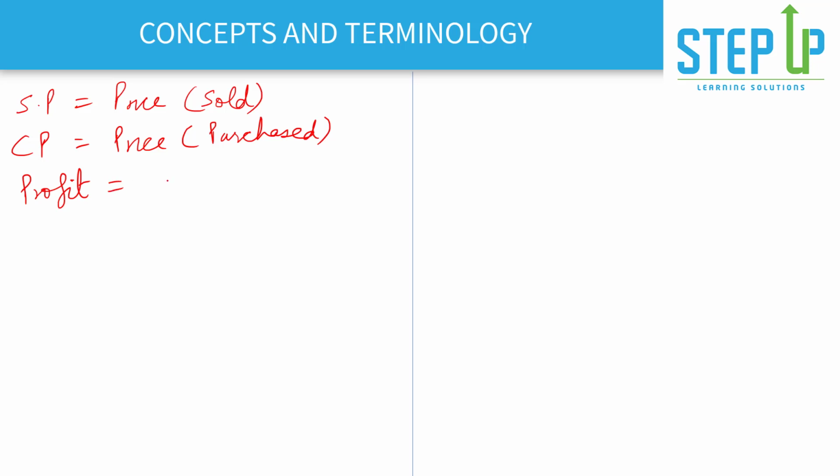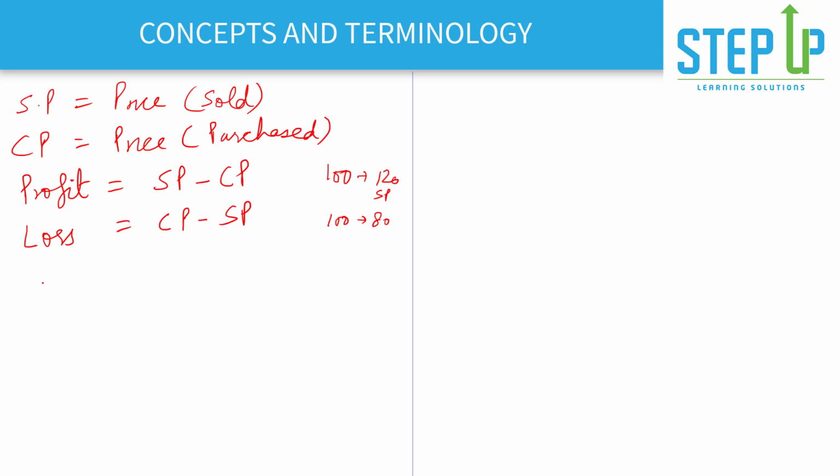So profit, of course, is when your SP is greater than CP. That means your selling price is greater than cost price. So I'll say SP minus CP. And similarly, you can calculate loss, which would be your cost price minus selling price. Meaning, if I bought something for, let's say, 100 rupees and I sold it at 120 rupees, so 120 is SP. So I got a profit of 20 rupees. If I bought something at 100 rupees and let's say I sold it at 80 rupees, I incur a loss of 20 rupees, right? So this is what I'm trying to say by profit and loss.